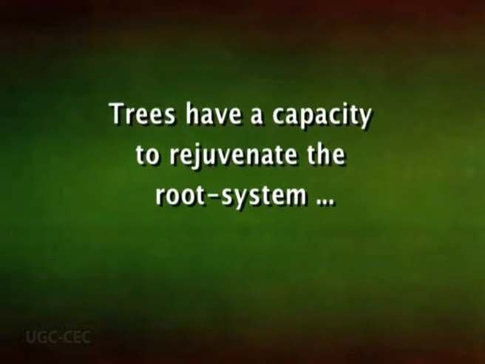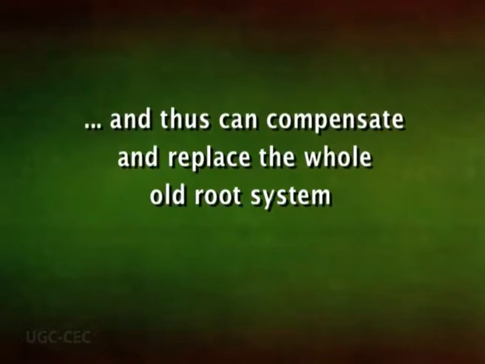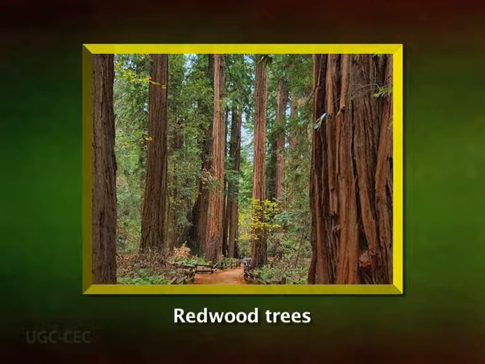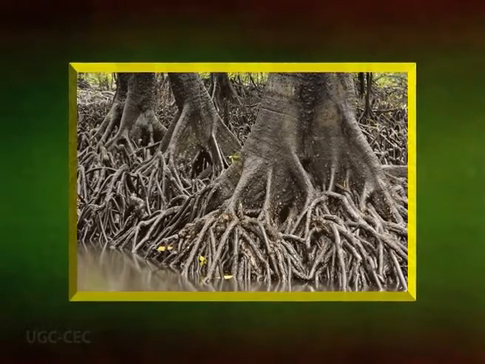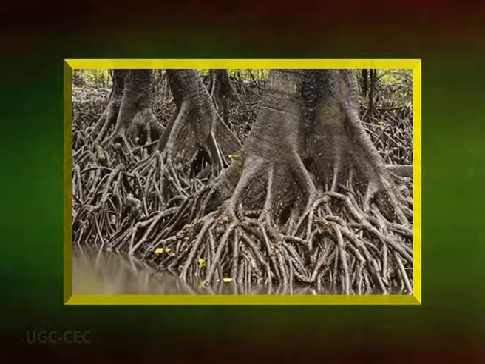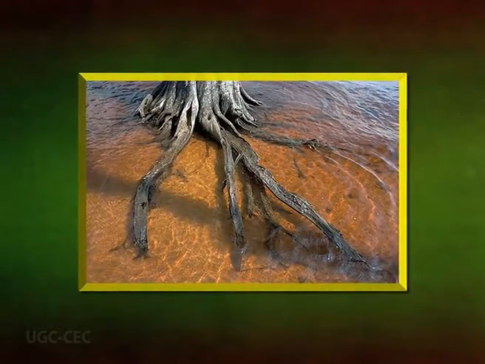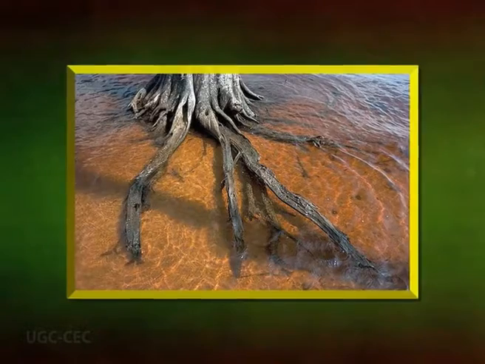Trees have an important characteristic, that is the root system replacement. Trees have a capacity to rejuvenate the root system and thus can compensate and replace the whole old root system. There are evidences where the formation of new root system mitigates and neutralizes the detrimental pressure of hostile conditions on the existing root system. One such example is that of the coast redwood trees growing on floodplains which are susceptible to anaerobic conditions because of huge sedimentation burying the roots to deeper sediments. These trees develop new lateral roots in higher levels which replace and take over the function from the older and deep buried roots.